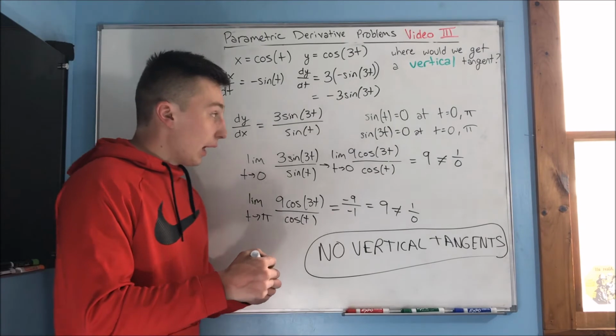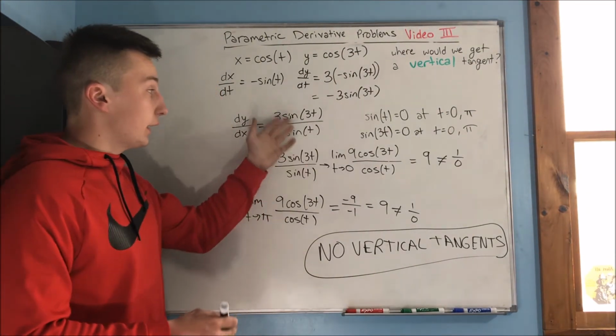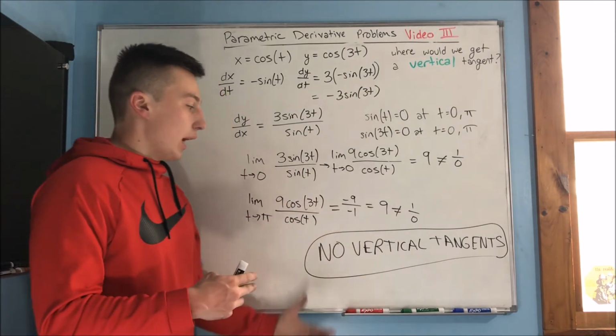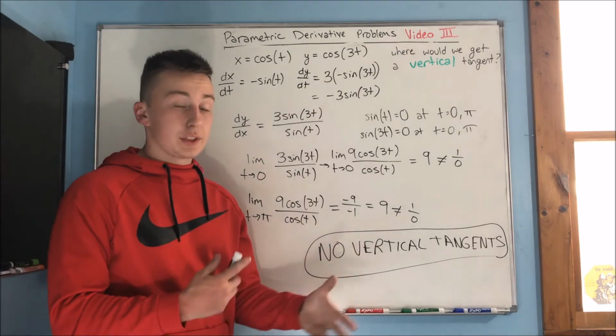All right, and that's basically it. If you do get a 0 over 0 case, just take a limit and see what happens. Then you can decide whether there is a vertical tangent or not.